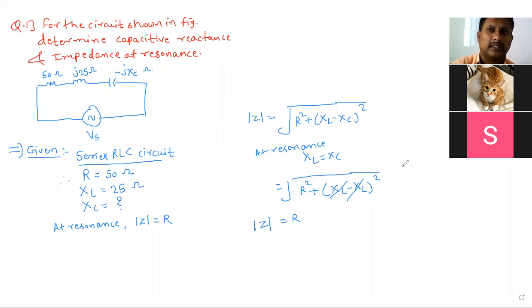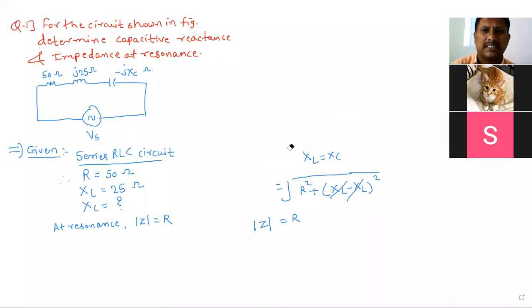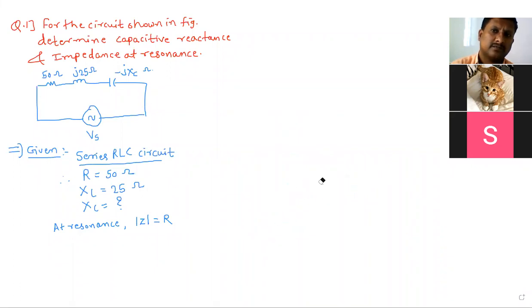Okay, so that we have taken. So R value is directly given here. R value is given, that is 50 ohm. That is the answer of second question. Now what is XC? So first question, 25. At resonance, you can write for first question, at resonance, XL is equal to XC. Therefore, XC is 25 ohm because value of XL is given.